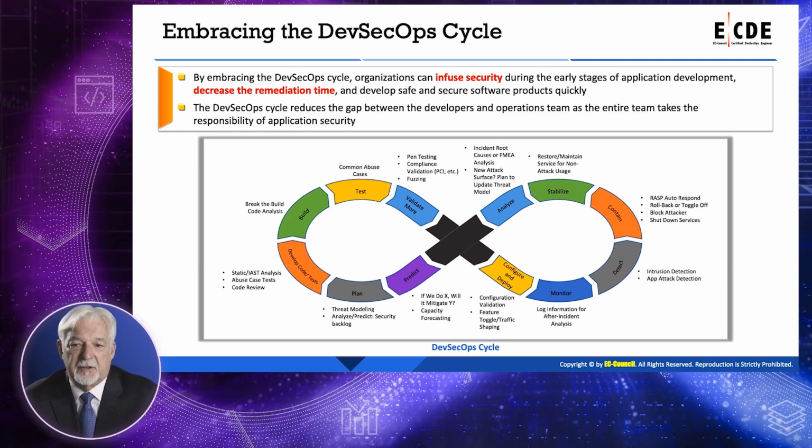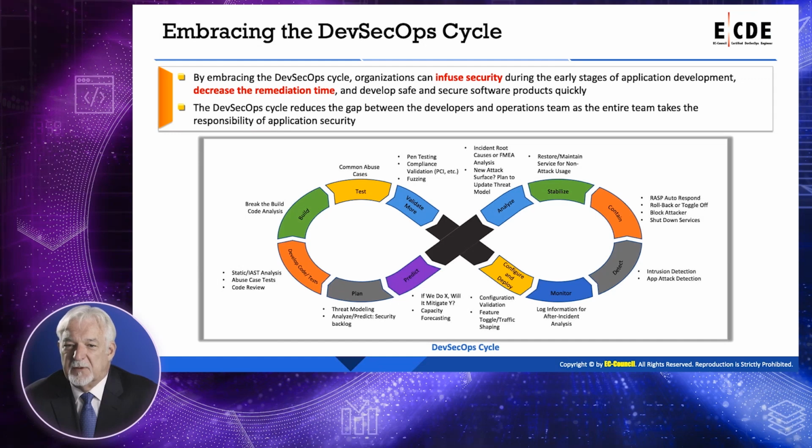In configuration and deployment, we look at configuration validation and feature toggle traffic shaping. On monitoring, we look at log information for after-incident analysis or even active alerting and alarming. We have detect, which is intrusion detection and app attack detection. In the containment, we use RASP and rollback or toggle off. And we block attackers and we shut down services. With the stabilize, we restore and maintain services for non-attack usage.